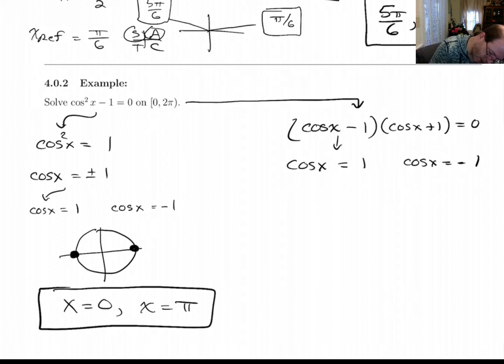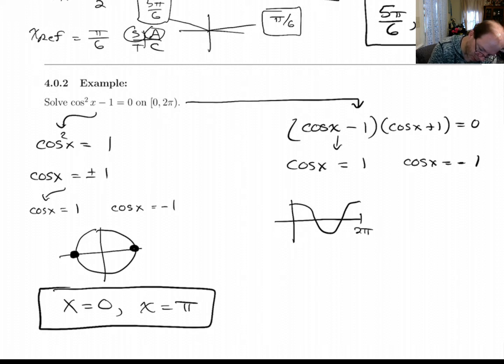Also, this is one way to come up with the solutions, by drawing it on here. The other thing you could do is draw out the cosine graph between 0 and 2 pi and just look and see, when is this thing equal to 1 or negative 1? Well, it happens here and here for 1 and negative 1, and that's at 0 and pi. You might say it happens over here too. That's true, but notice when it says to solve it on this interval, the 2 pi is not included, so you don't want to include that.